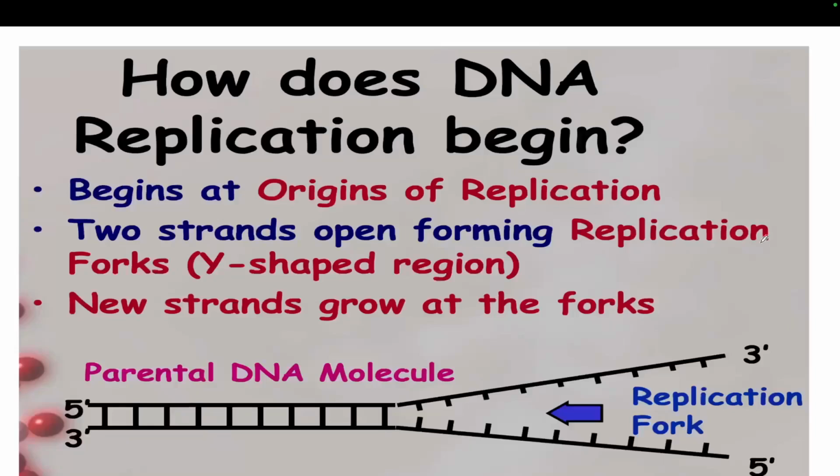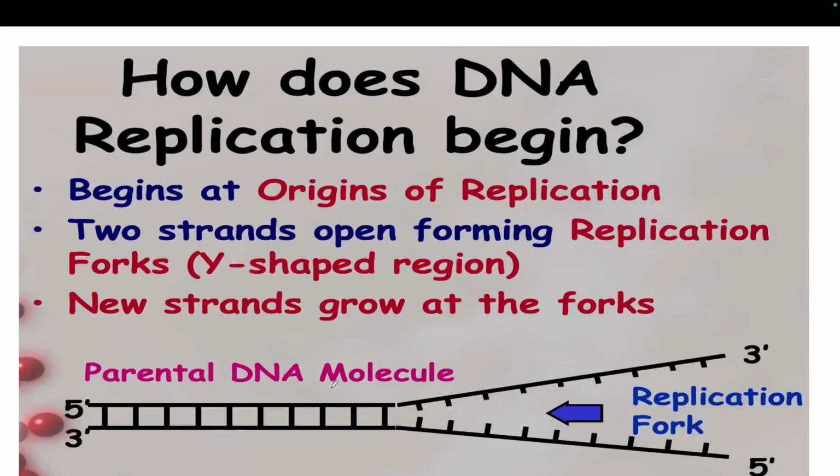So how does the replication begin? It begins at the origin of replication. Shape wise it is Y-shaped, which is called the replication fork, and it opens the two strands. New strands grow at the fork.